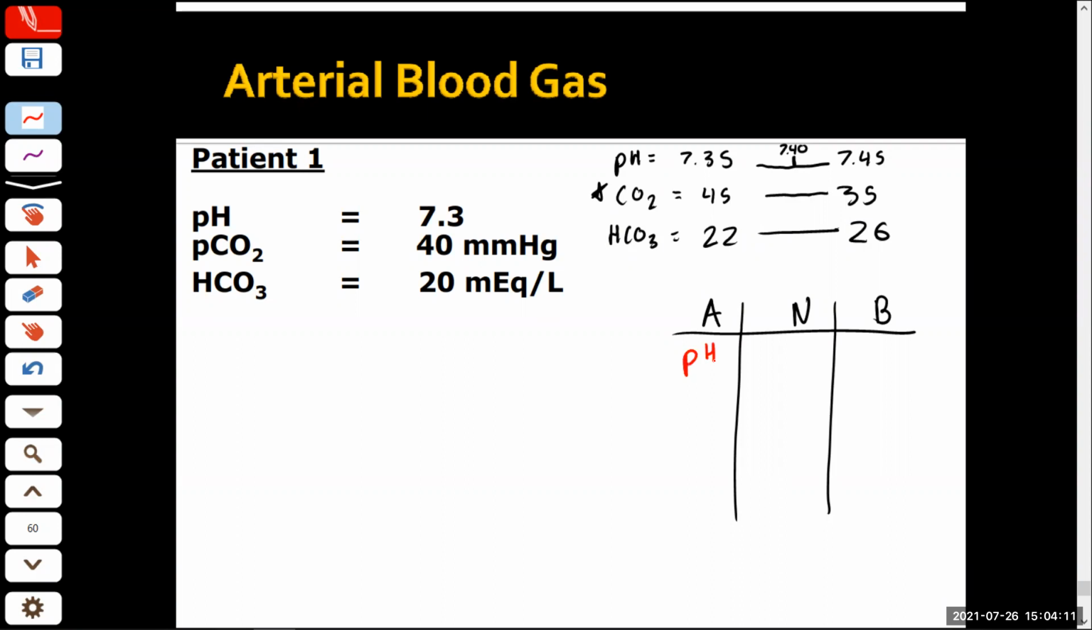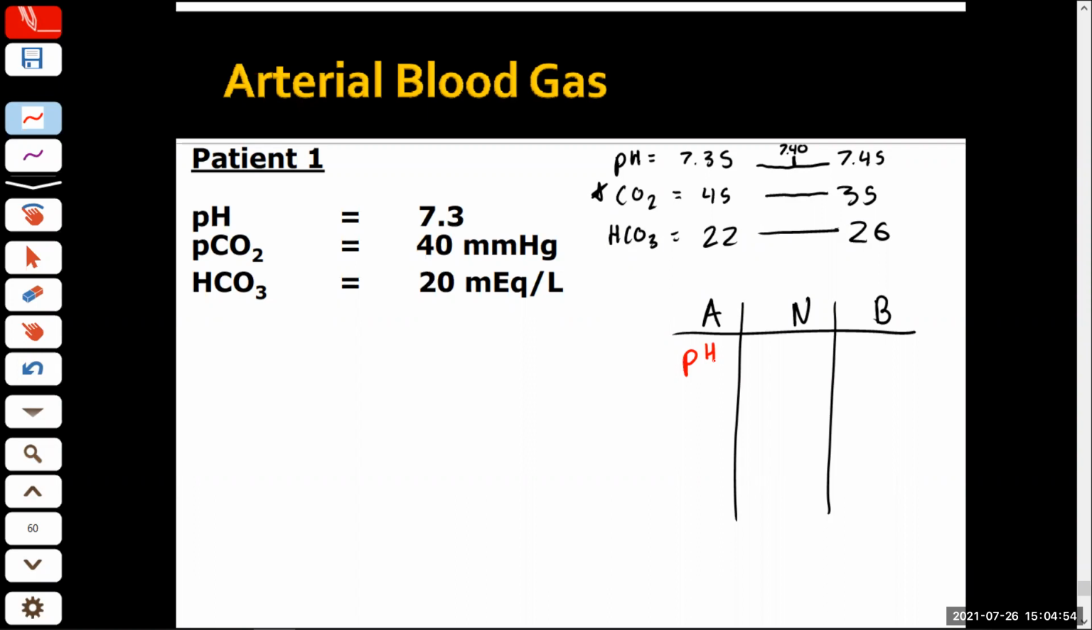Now, if I had given you any of these numbers, it would be considered in range. If I give you 7.35, that would go in the neutral column. If I give you a CO2 of 45, that would go in the neutral column. It has to be out of range, completely out. So if I changed bicarbonate to 26, which column would that go in? Neutral. It has to be all the way outside. So 21 or 27, okay, but 22 to 26, go right here.